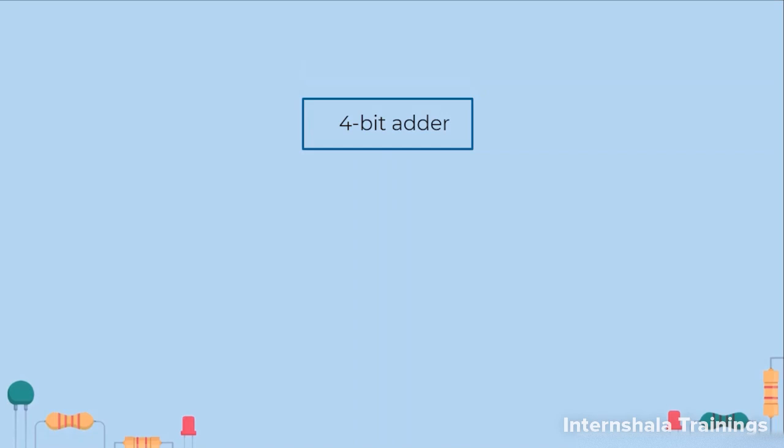Let us talk about one example. We are given to implement a 4-bit adder. A 4-bit adder is going to add two numbers A and B. Each of them is of the length 4 bits. The output is also going to be of the length 4 bits, and there is a possibility that the carry will be generated.